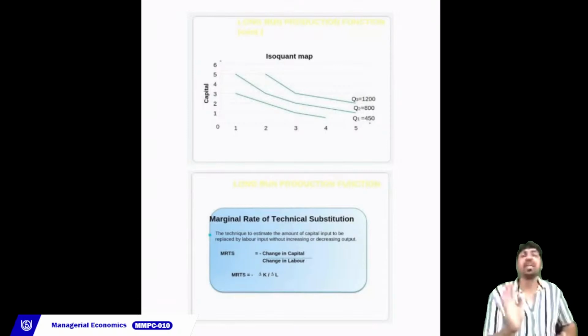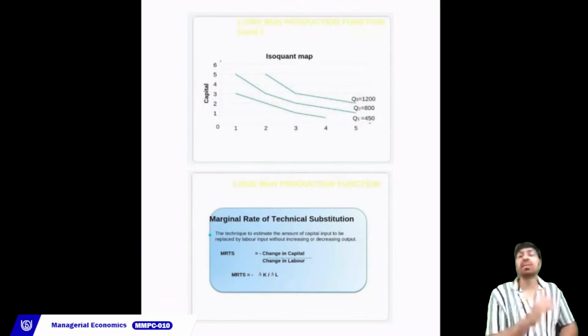So this is a way to show an isoquant map in a very precise manner, with curves that are downward sloping or convex to the origin. If we talk about a downward sloping curve, you can always see it going from left to right in a very straight line.